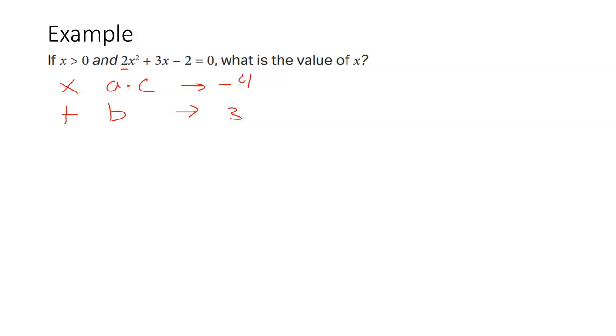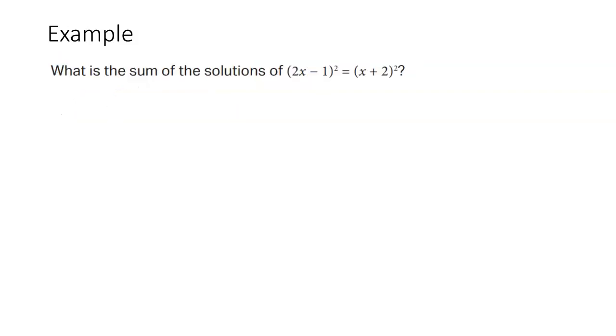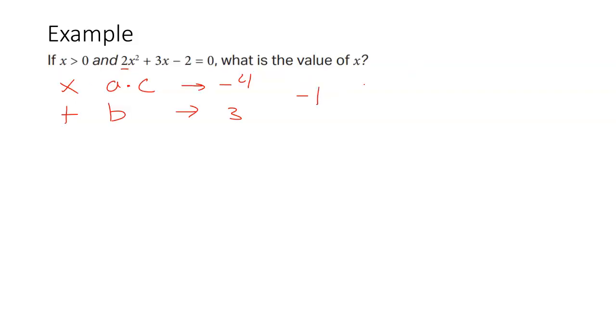Okay? So negative 1, negative 1, 4. I'm going to take 3x, and I'm going to split it into negative x and 4x. I'm going to split this into this, but I'm going to switch the order. I'm going to do plus 4x minus x minus 2 equals 0. Okay?